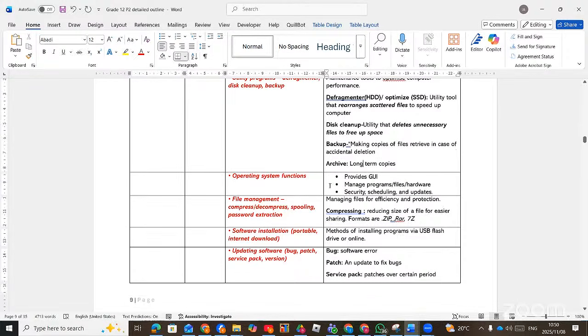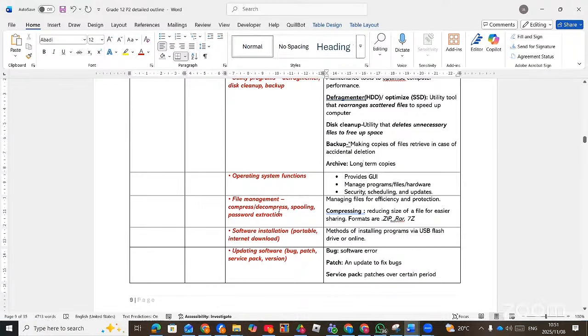Functions of the operating system, they normally ask this. Providing a graphical user interface. You must know at least 2 or 3. They manage hardware, software, or files. They provide security also, like login and password. They also provide these utilities and others. So you must know at least 2 or 3, as they always ask you to give maybe 2.